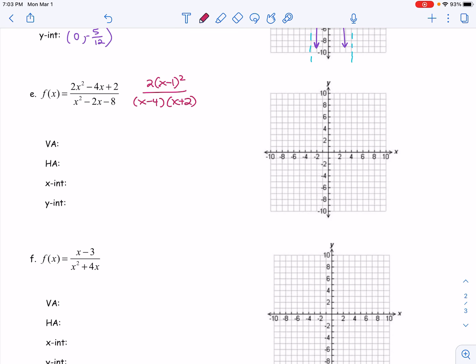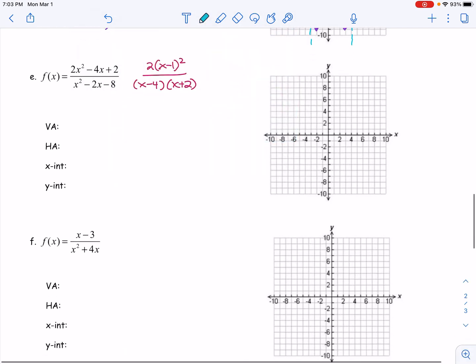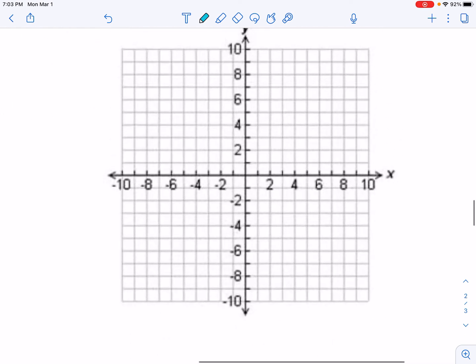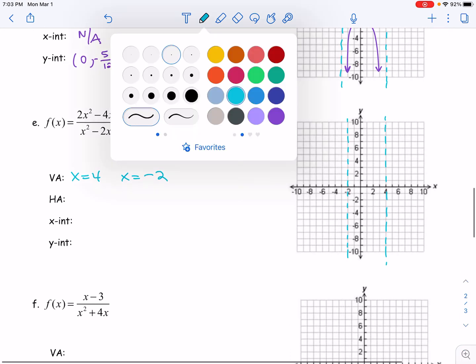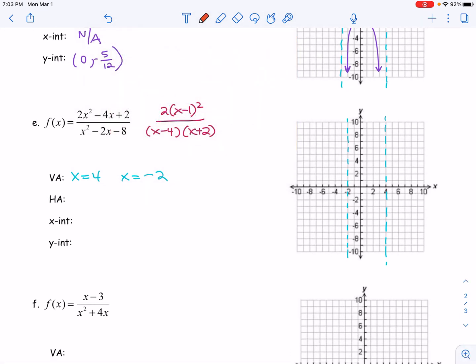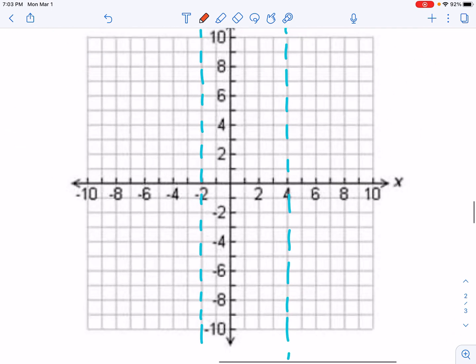And so let me go ahead and erase this and move this over here just to make my life a little bit easier. All right, so now that we're factored, we can find our vertical asymptote, setting our denominator equal to 0. X is 4, x is negative 2. So we have, again, 2 vertical asymptotes. Negative 2, positive 4. Okay. Horizontal asymptote, we want to compare the degrees. The degree of the numerator's 2, the degree of the denominator's 2. Because they're equal, we divide our leading coefficients. 2 divided by 1 is 2, so the horizontal asymptote is at y equals 2.